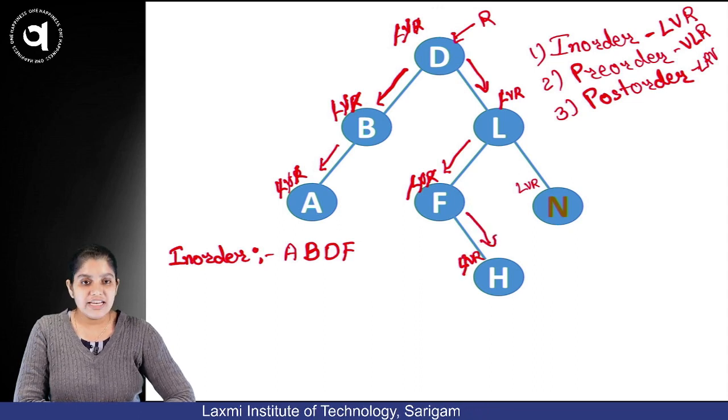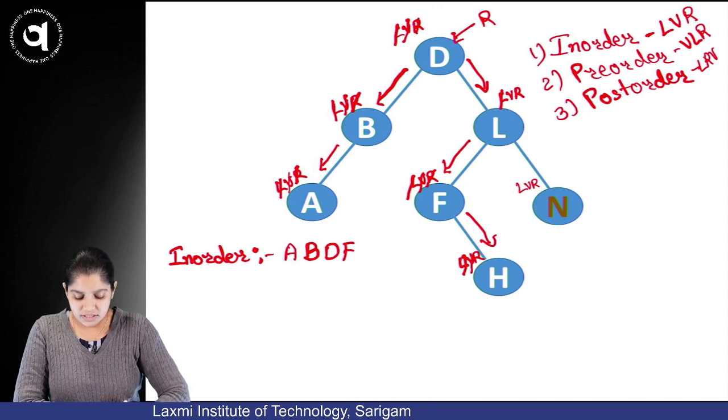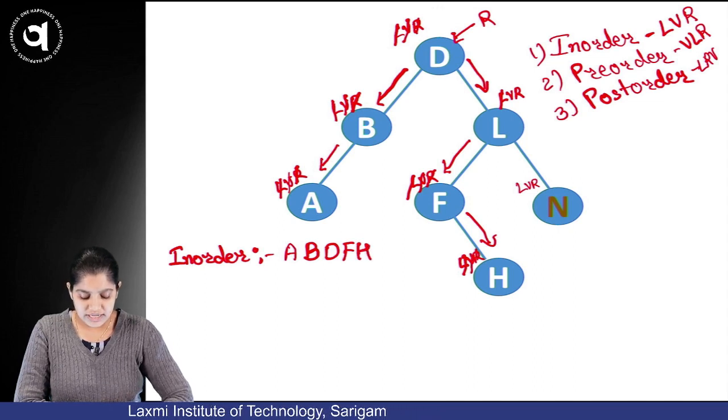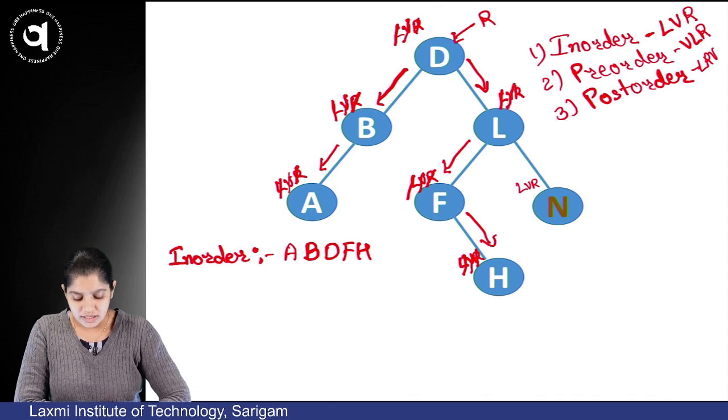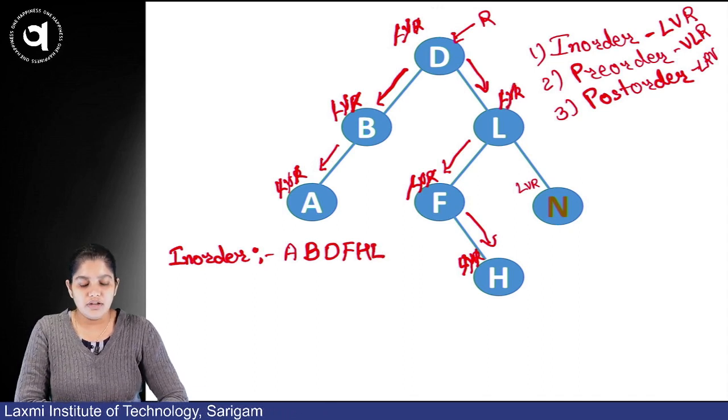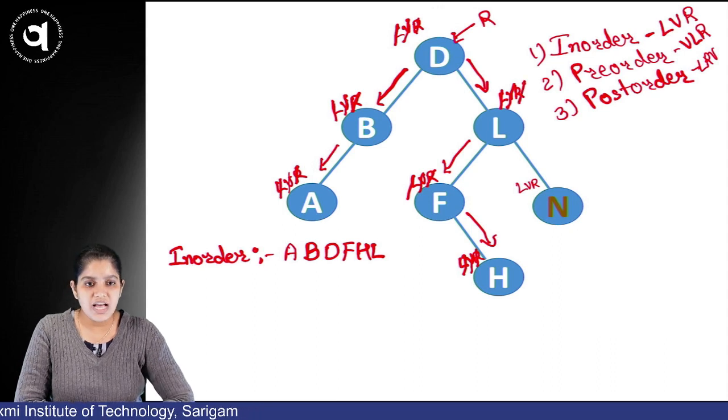Now here L is not there because it's a leaf node, right? Then we need to visit it, so H is over here, then R is not there, so backtrack. If I go towards L, L, V, R all are done, so go back. Now we need to visit L, so L.